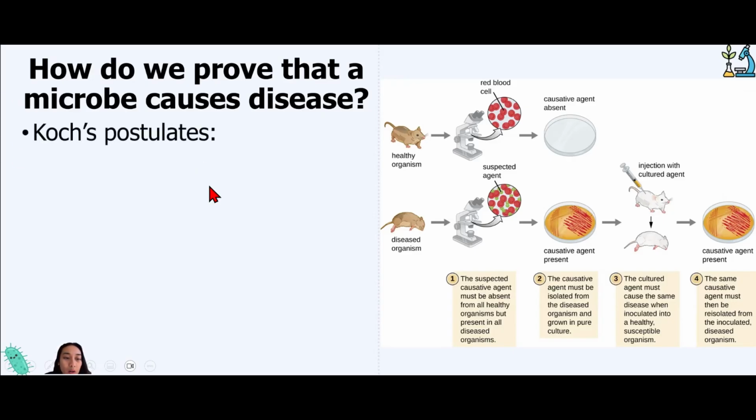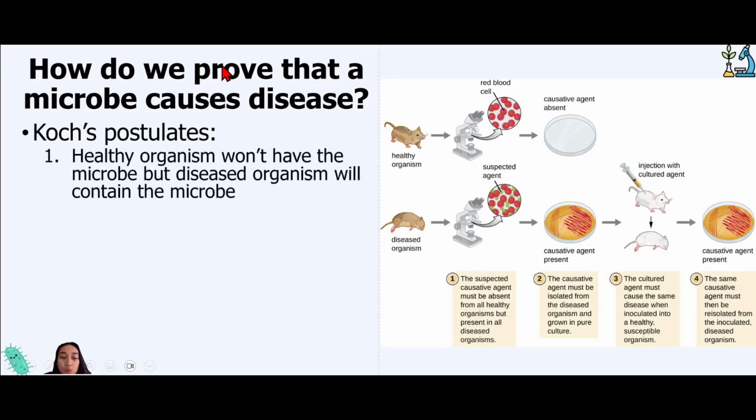And there was a person named Koch who created these postulates that essentially prove whether or not a specific microbe causes a specific disease. So the first rule of Koch's postulates is that a healthy organism, for example a healthy mouse, should have no microbes inside of its blood, or whatever sample we're collecting. But a diseased organism, one that is sick, will have the suspected microbe if we look under the microscope.